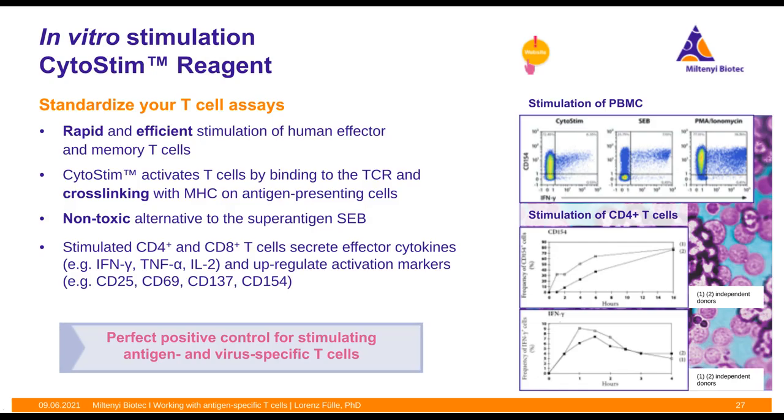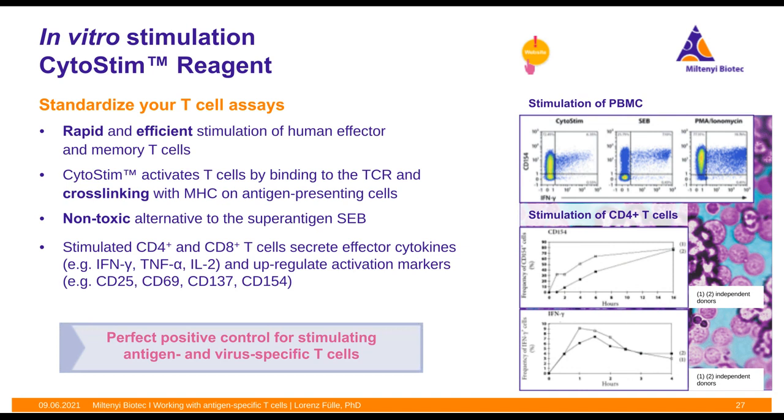So of course, every stimulation experiment also requires a very reliable positive control. And here our CytoStim reagent can really help you to further standardize your T-cell assays. CytoStim has been specifically developed for rapid and efficient stimulation of human effector and memory T cells. CytoStim is an antibody-based reagent that cross-links the T-cell receptor to MHC molecules found on antigen-presenting cells. It is a non-toxic alternative to the superantigen SEB.